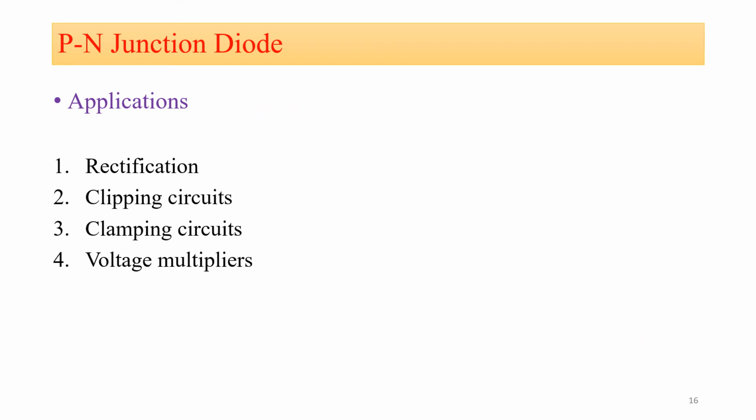Now, which are the different applications of the PN junction diode? First, you can use your PN junction diode for rectification. Then you can use your diode as a clipping circuit. Similarly, as a clamping circuit or a voltage multiplier. In the next lecture, we will see how to use our PN junction diode as a rectifier.